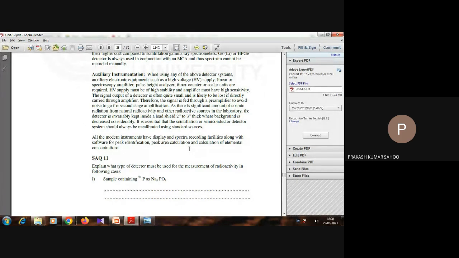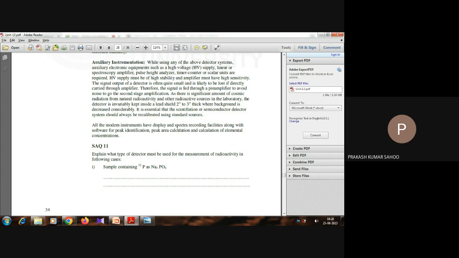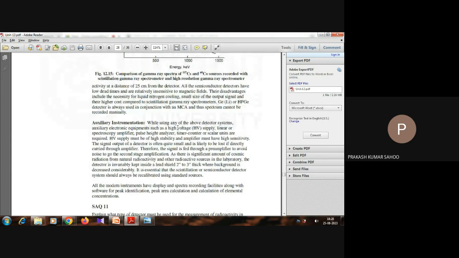And these modern instruments have display and spectra recording facility by connecting to the digital part, that will be the computer or any digital machine. There will be automatic peak area calculation and calculation of elemental concentration. These things are there in this part. So you have to study the instrumentation part of your gas ionization chamber, GM, the Geiger Muller chamber, then the scintillation chamber, followed by your last one, the auxiliary instrument.